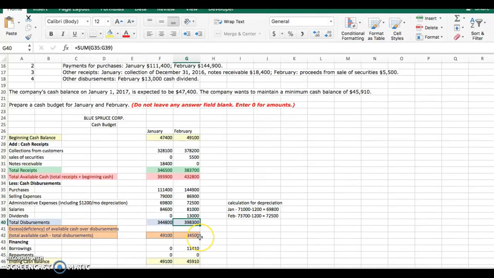Now this number is lower than where we want to maintain our minimum cash balance, so we need to borrow the difference. So we subtract $45,910 minus $34,500, which gives us $11,410. That's how much we will be borrowing. And then our ending balance is our excess plus our borrowing, and that's our ending balance.